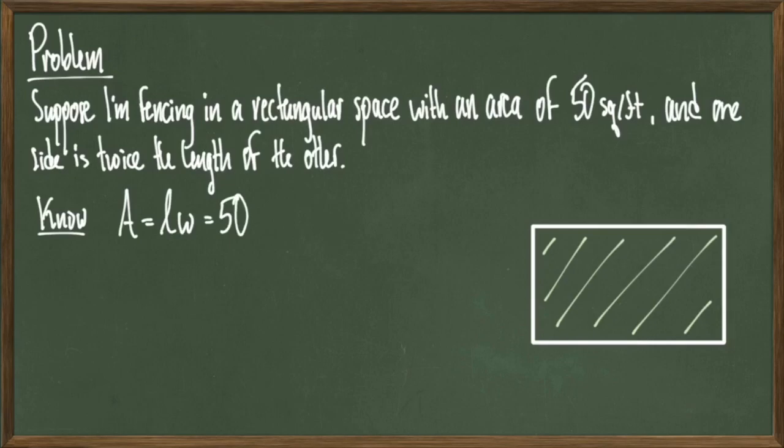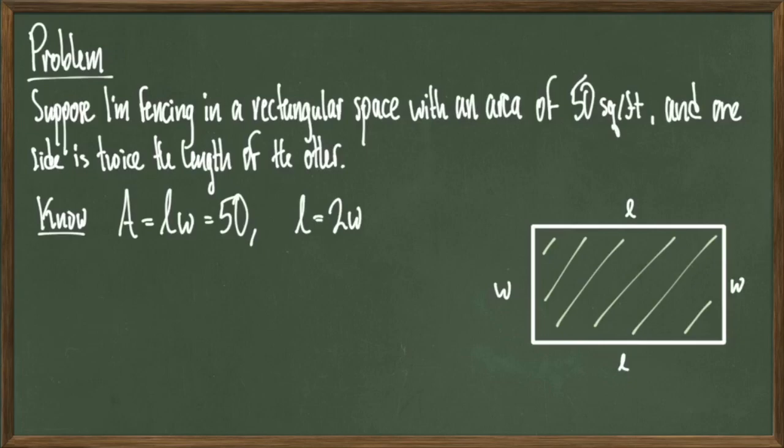If this were all the information I had, then I'd be stuck, but I do have this other condition that one side of my rectangle is twice the length of the other. I'll choose this labeling for my rectangle, where L denotes my longer side and W denotes my shorter side. This problem stipulates that my longer side is twice the length of my shorter side. So, in mathematical terms, this means that L is equal to 2 times W.